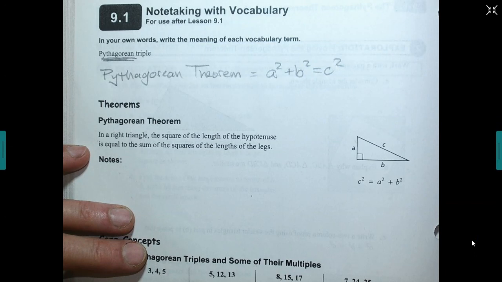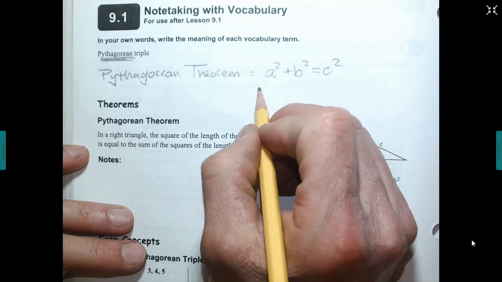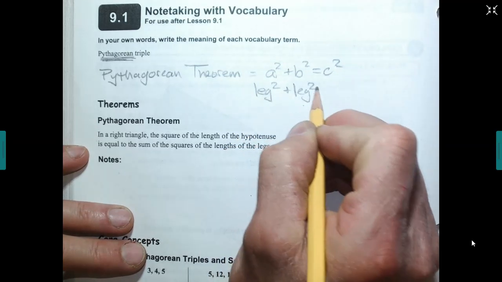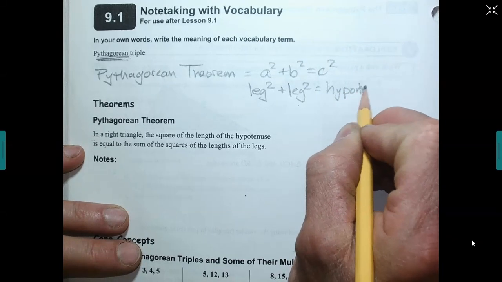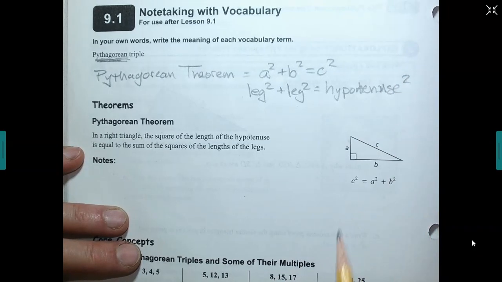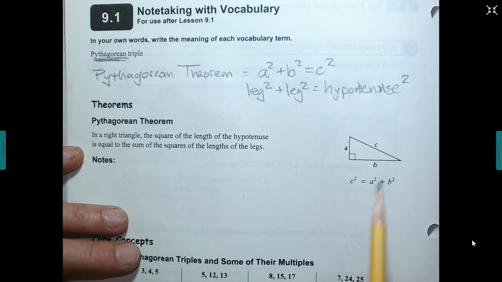But I'm going to offer you a new way to do this. Not a new way to do it, but a new way to look at it. And it would be leg squared plus leg squared equals hypotenuse squared. And the reason this one's more accurate is because they're not always labeled A, B, C.